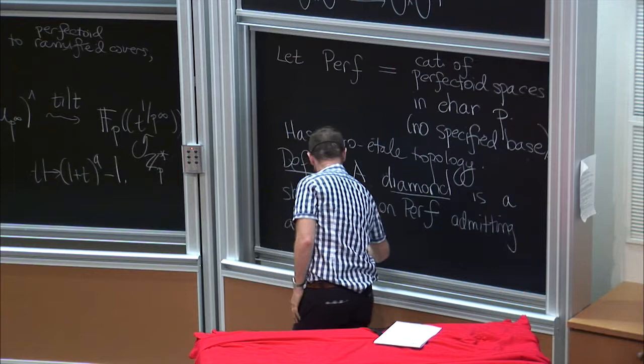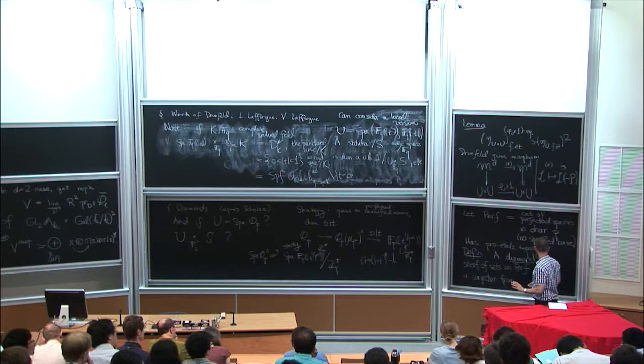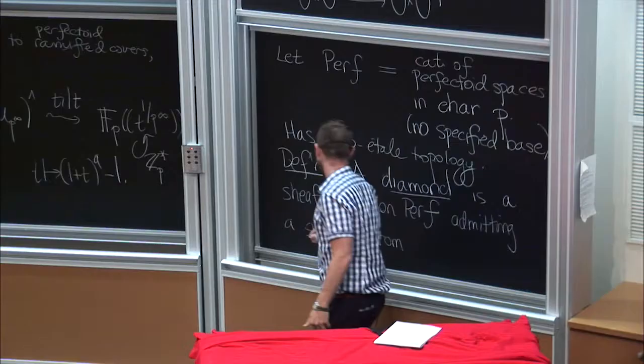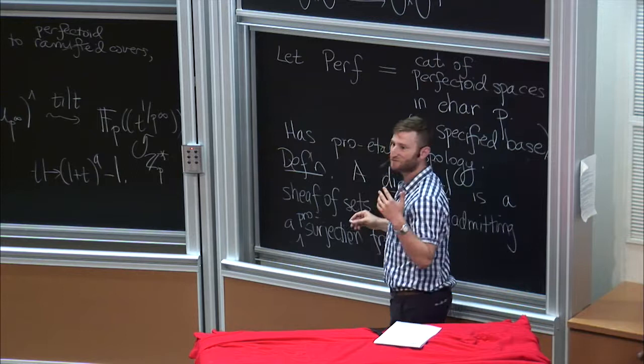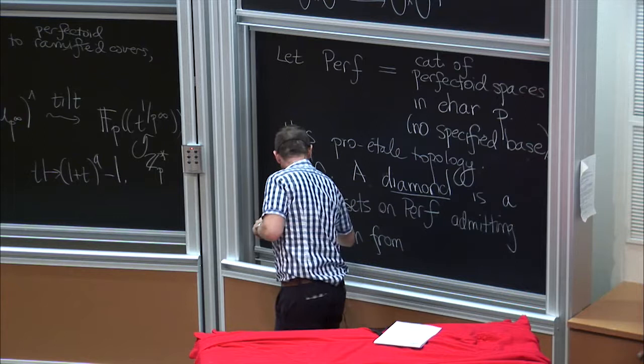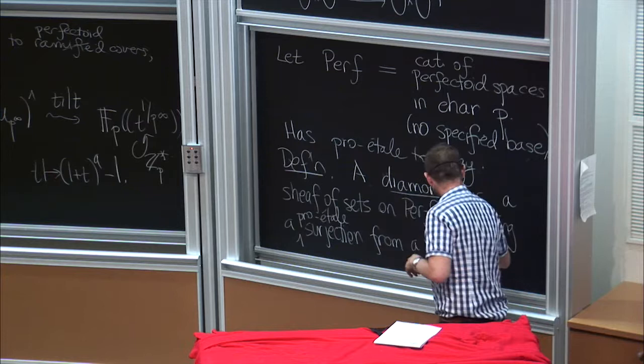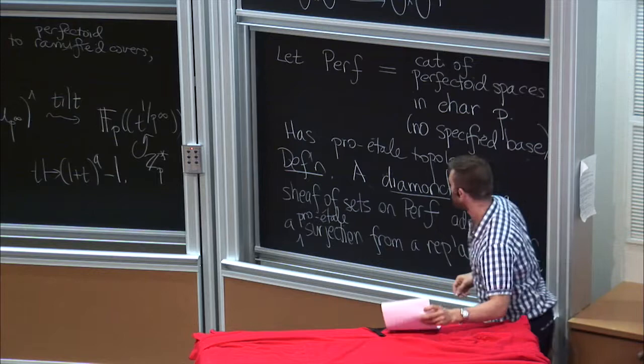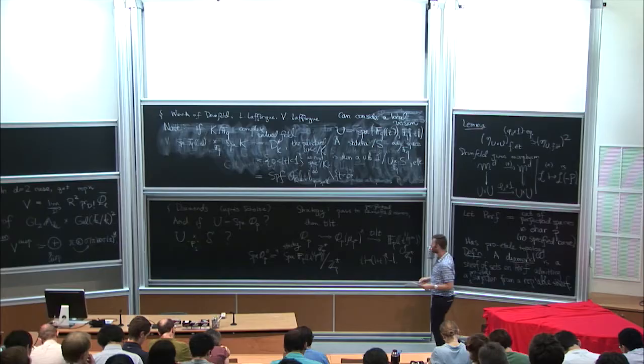Also, a pro-étale surjection. I see. So the surjection only needs... Oh, but that's sort of tautological, right? Because it's on this topology. So the surjection of sheaves is all local anyway. But for emphasis, okay, a pro-étale surjection from a representable. That says representable sheaf. Okay, right. Where the basic example you should have in mind is this quotient here.